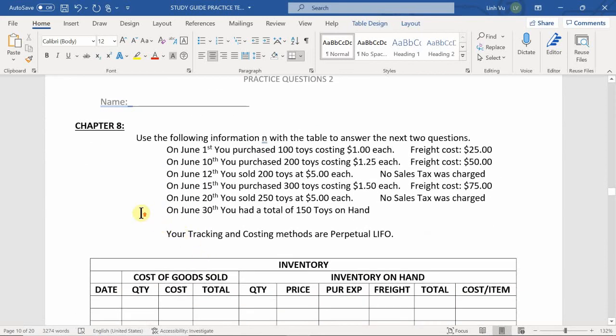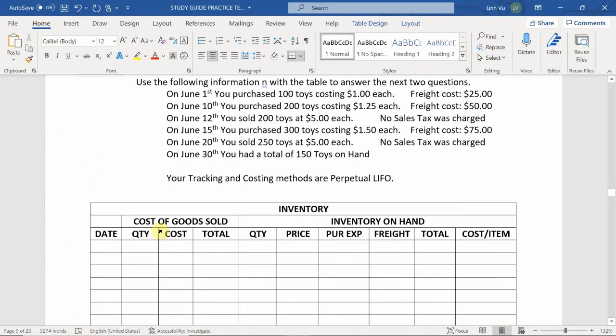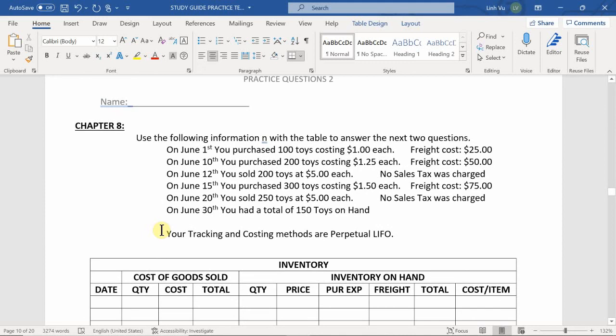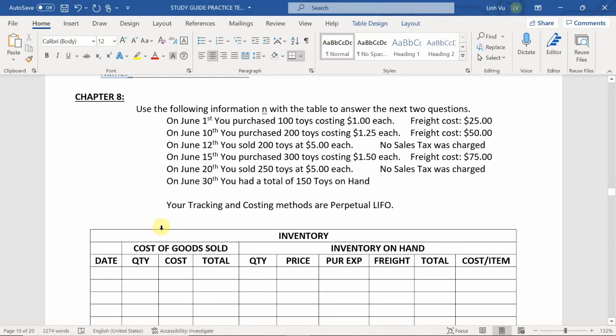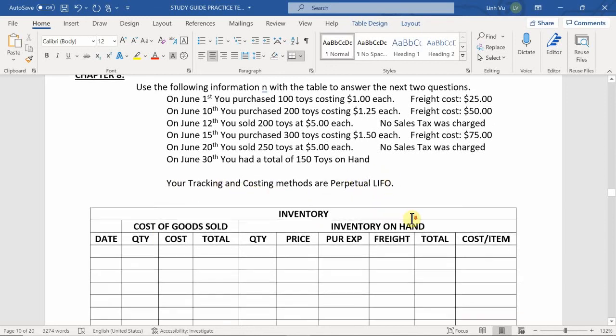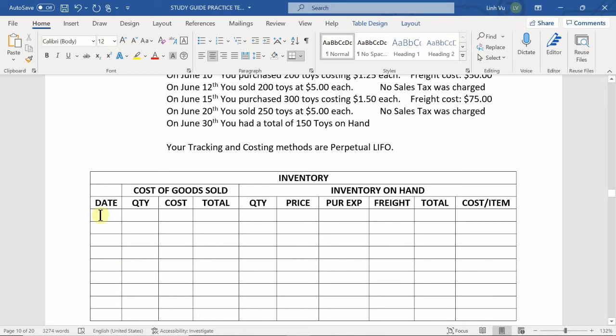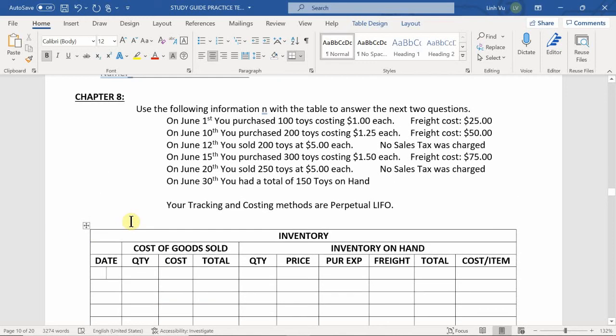Question 30, now we're in chapter 8, so now we're dealing with perpetual inventory. This is where we have to focus. Here, your tracking method and costing method is perpetual LIFO. Let's take a look at the scenario one at a time. On June 1st, you purchase 100 toys at $1 each with the freight costing you $25.